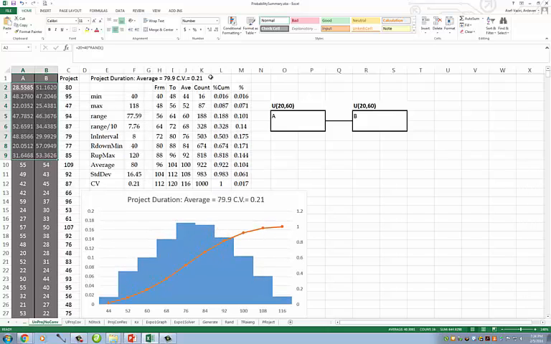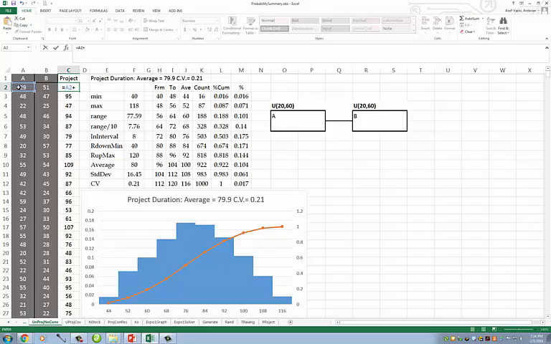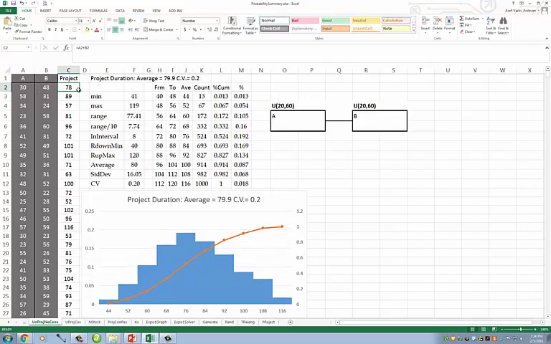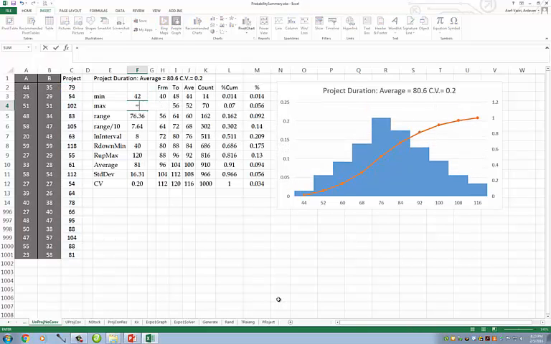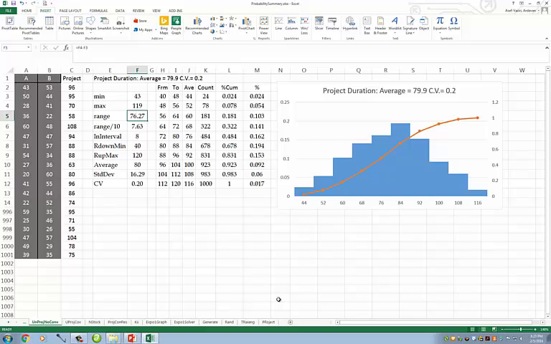The duration of the project is equal to the duration of activity A plus the duration of activity B. And then I copy it down. Now let's collect some information about the duration of this project. The minimum duration for this project is 42 days. The maximum is 119. The range is the difference between these two.